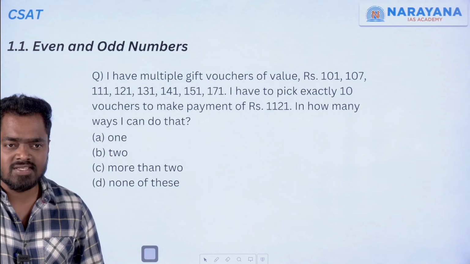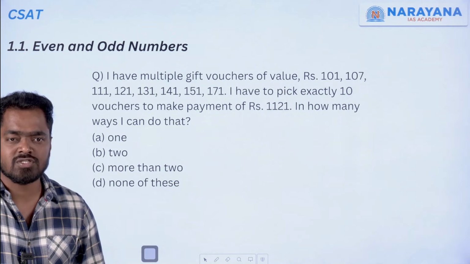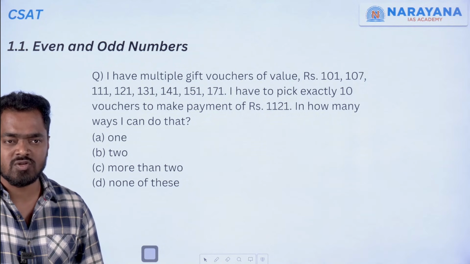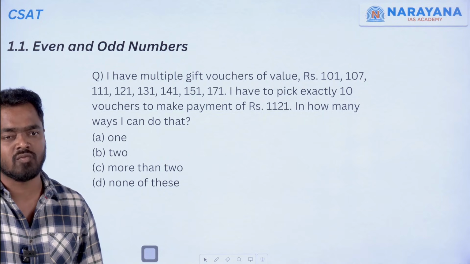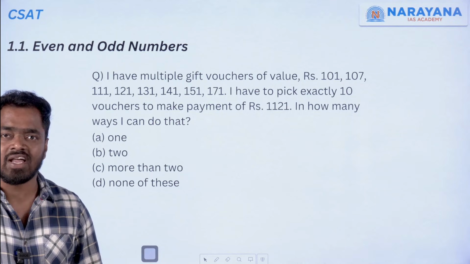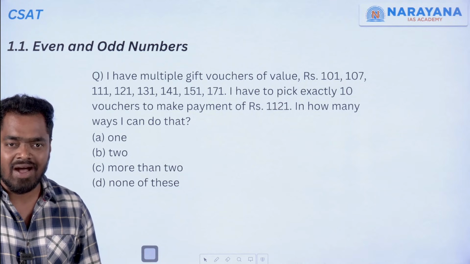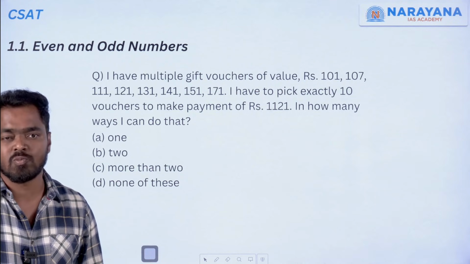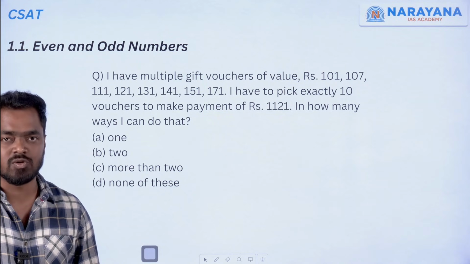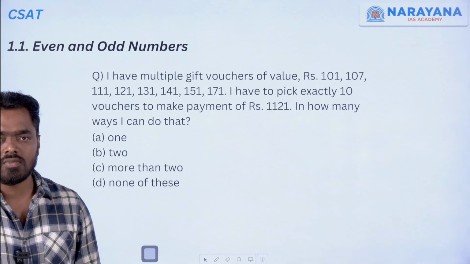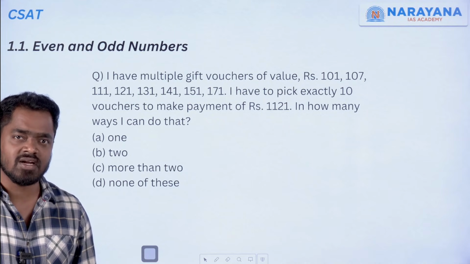So the question reads, I have multiple gift vouchers of value 101, 107, 111, 121, 131, 141, 151, 171. So these are all the values of gift vouchers. I have to pick exactly 10 vouchers to make a payment of 1121. In how many ways can I do that? Try to read the question, understand, try to solve it.